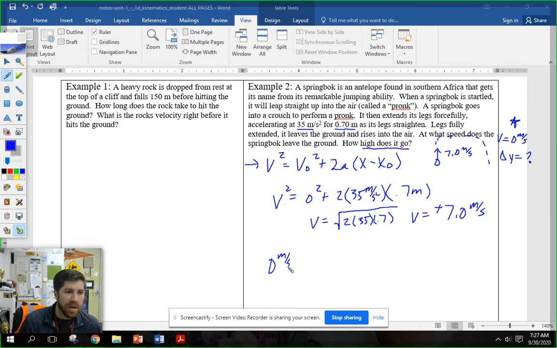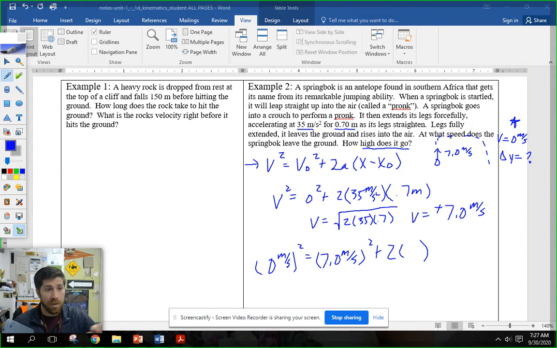So 0 meters per second equals v sub o, which is now my takeoff speed that we found in the previous part, 7.0 meters per second squared, plus 2 times my acceleration. As I'm flying through the air, my acceleration is no longer 35, now it's negative 10, since gravity is the only thing acting. And then all of that is times my height, which is what I'm solving for.